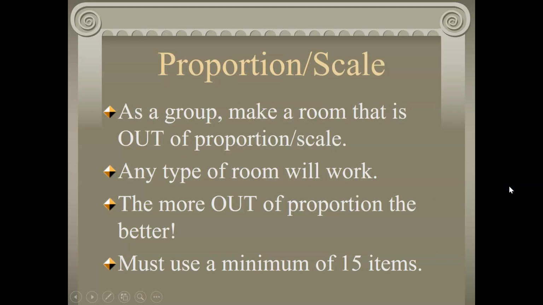Proportion to scale. As a group, make a room that is out of proportion scale. Any type of room will work. The more out of proportion, the better. Oh, we're not doing this, guys, so just keep on going.